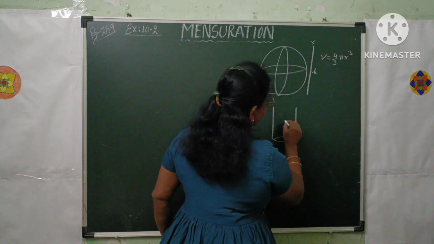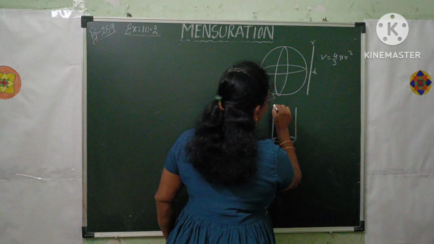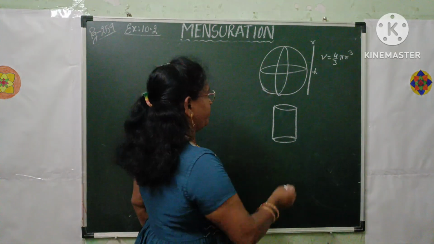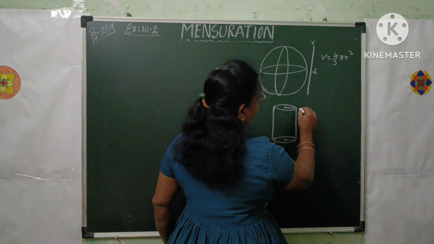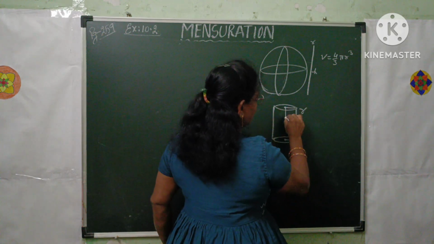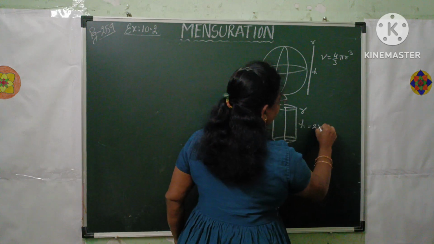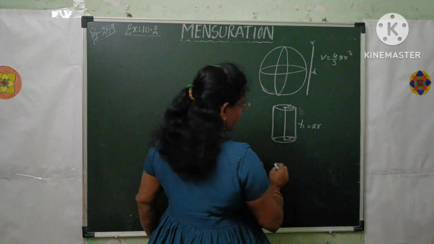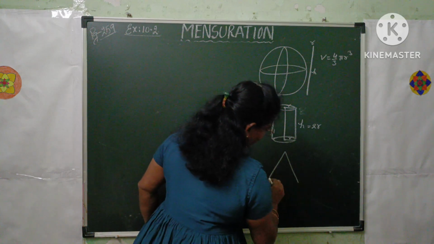All three figures have the same radius and the same height. Height is also the same, radius is also the same. This is the radius. How many radii make up the height? Here height equals 2 radius. Okay, this is the radius. Next, the cylinder. The next one is the cone.